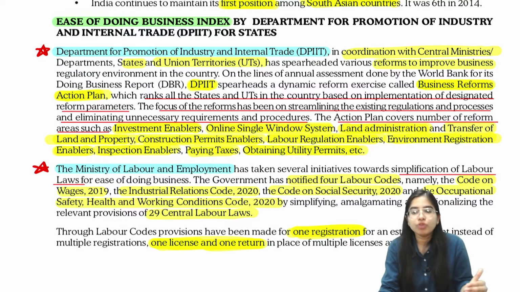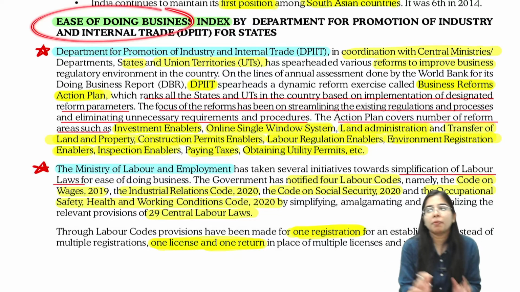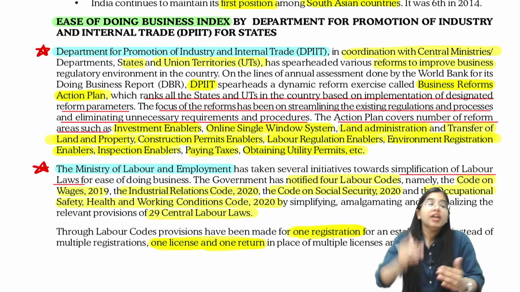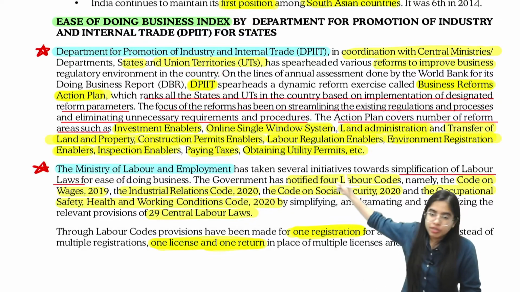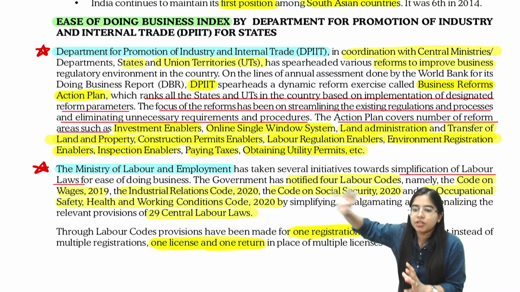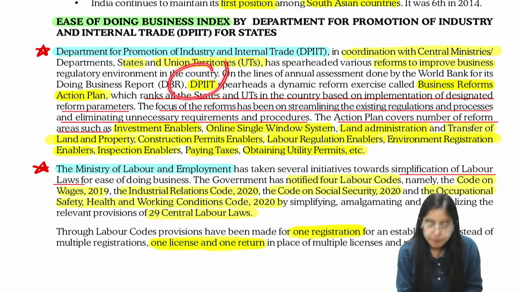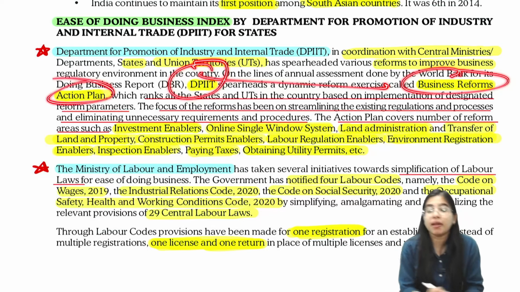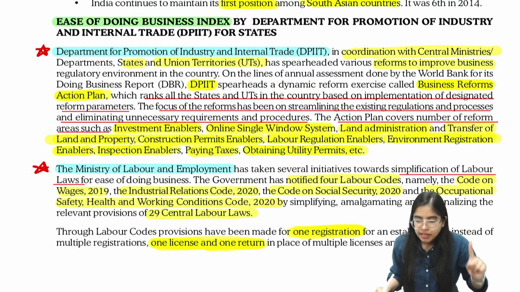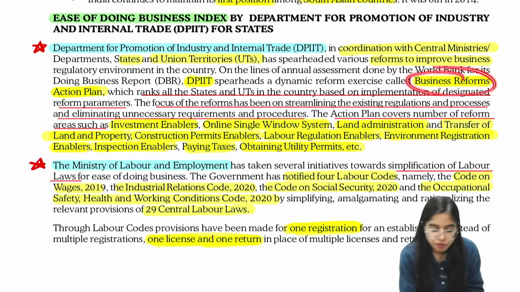In order to promote business in India, in order to promote ease of doing business, what is the topic, madam? Topic is ease of doing business only. In order to promote ease of doing business, DPIIT, I showed you DPIIT, it's a department under Ministry of Commerce and Industry. DPIIT has made a reform which is known as Business Reform Action Plan.